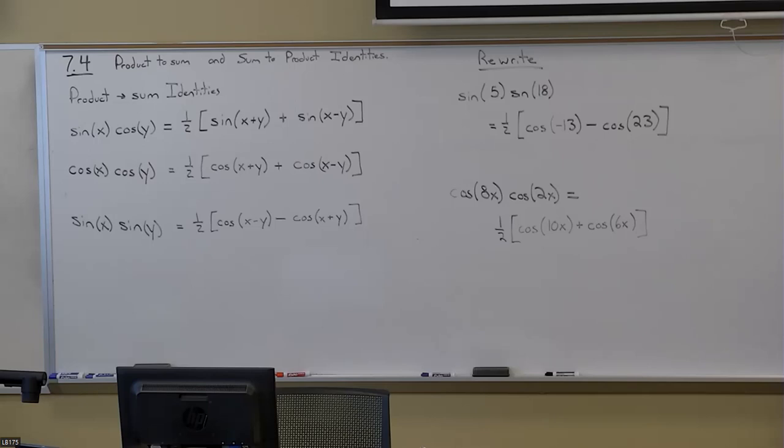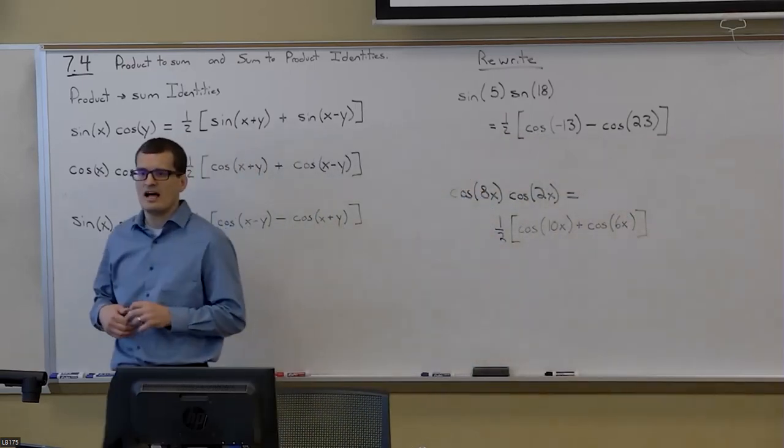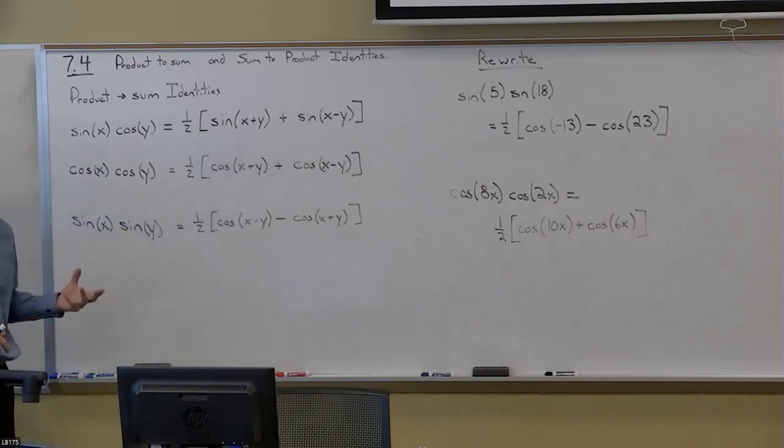Questions about that? That technique hopefully is not too awfully crazy. By the way, note that because these came from sum difference identities, a lot of the other identities can be pulled out from here.